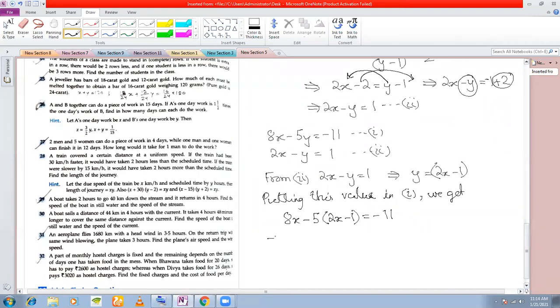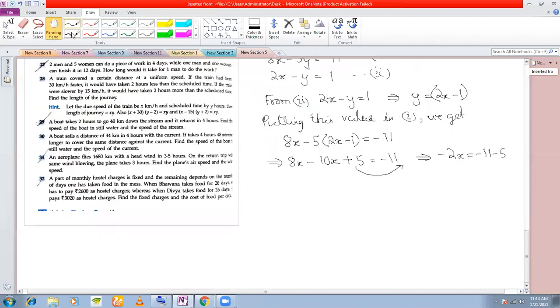Now we solve this simple equation. 8x minus 5 into 2 is 10x, and since we are opening the brackets, the sign will change to plus 5. Plus 5 is equal to minus 11. So that means 8x minus 10x is minus 2x, and you transpose plus 5 this side, so you get minus 11 minus 5. So that means minus 2x is equal to minus 16. That means x is equal to minus 16 by minus 2. Cancel. You get x is equal to 8.